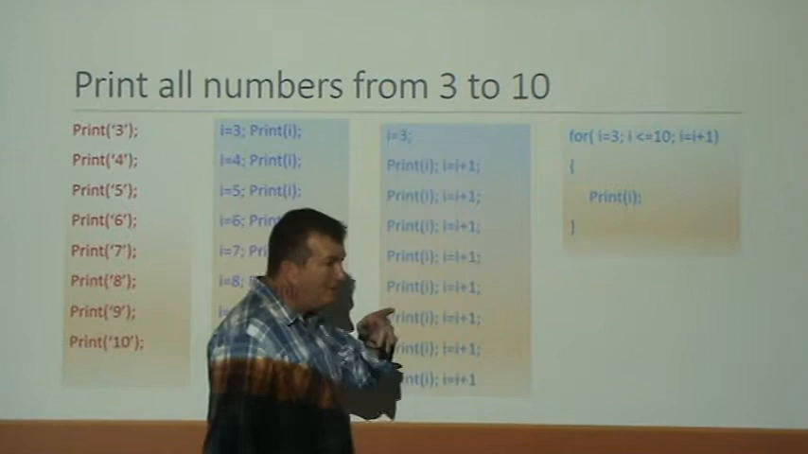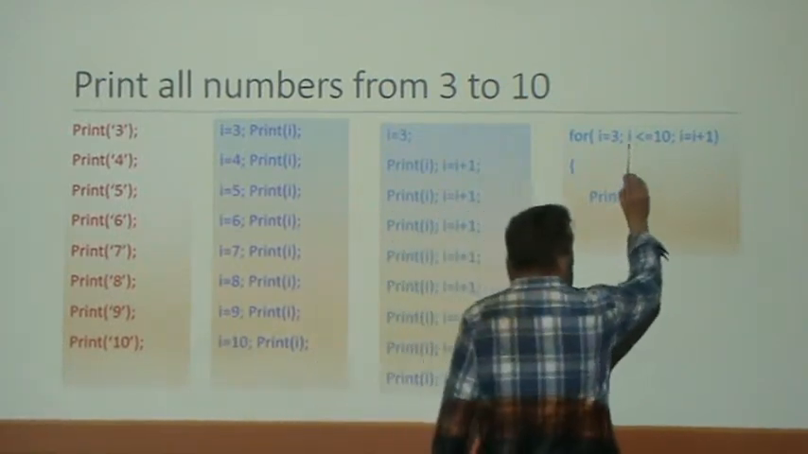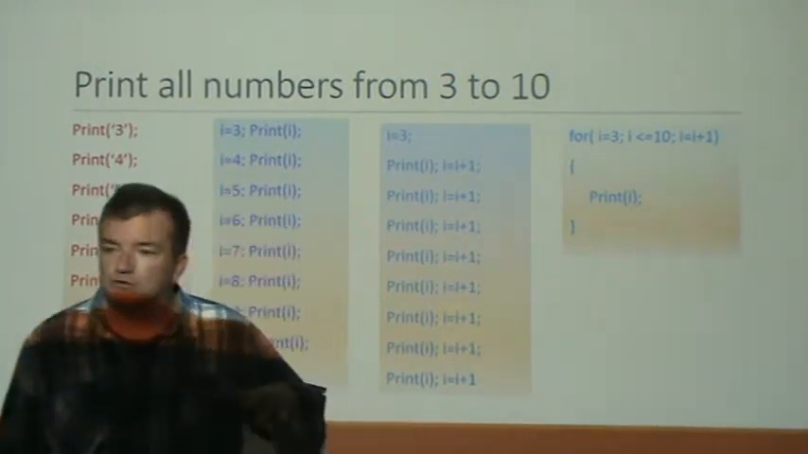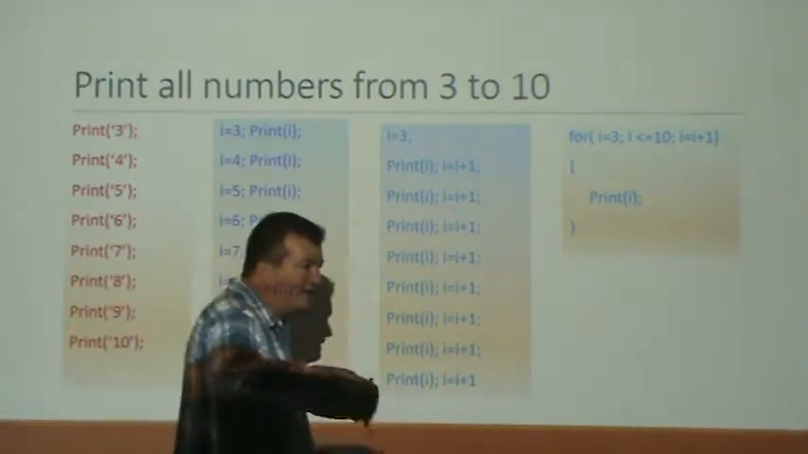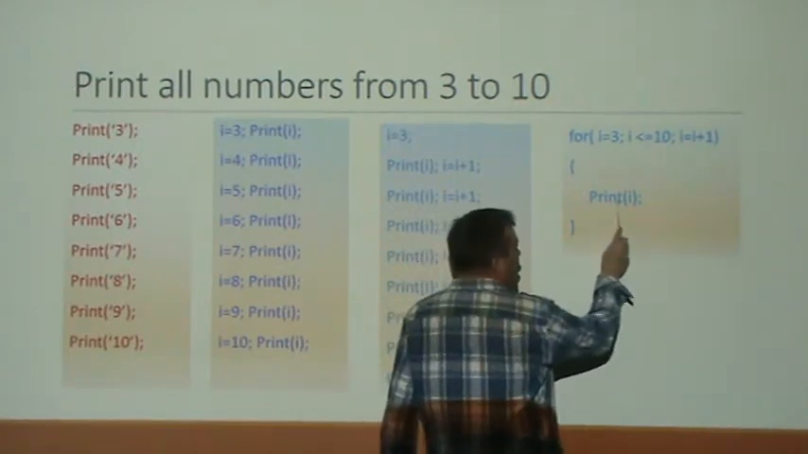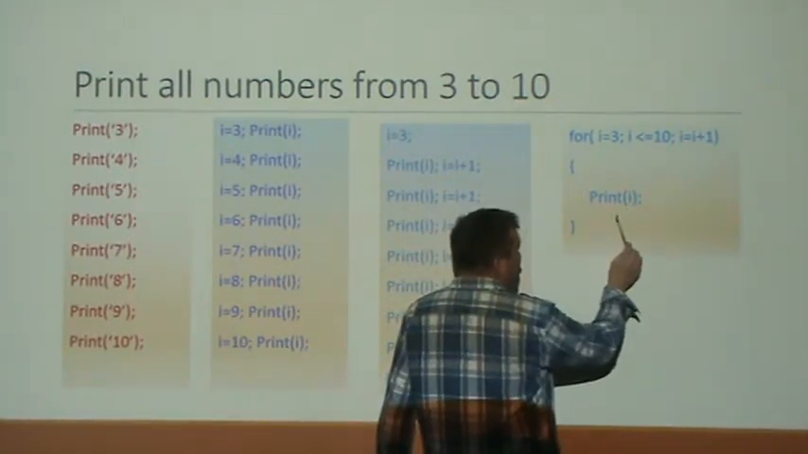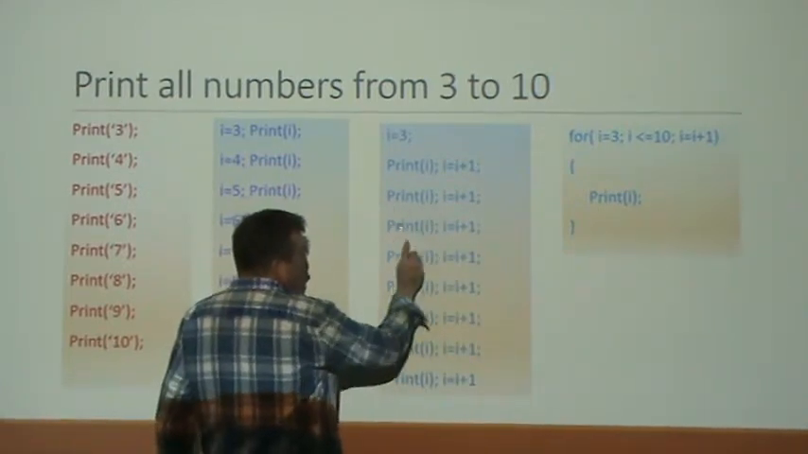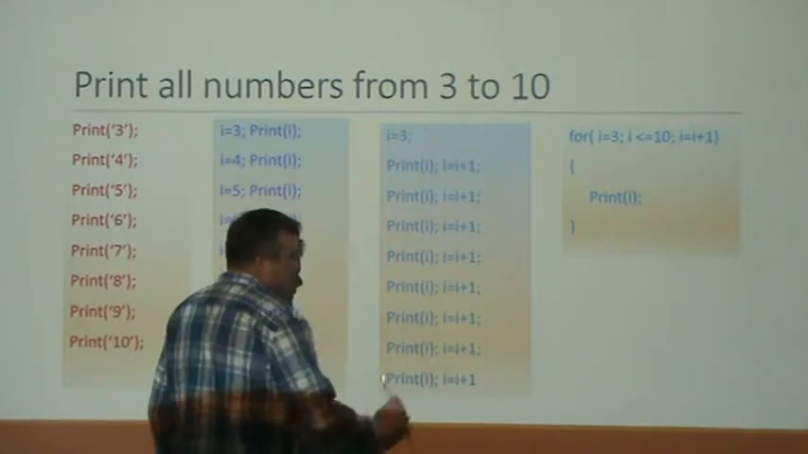We have a Boolean expression, an expression that could be true or false. As long as I is less than or equal to 10, we're going to keep doing this over and over. What are we going to do? We're going to print I, which is what we do here. Print I, print I, print I, print I, print.